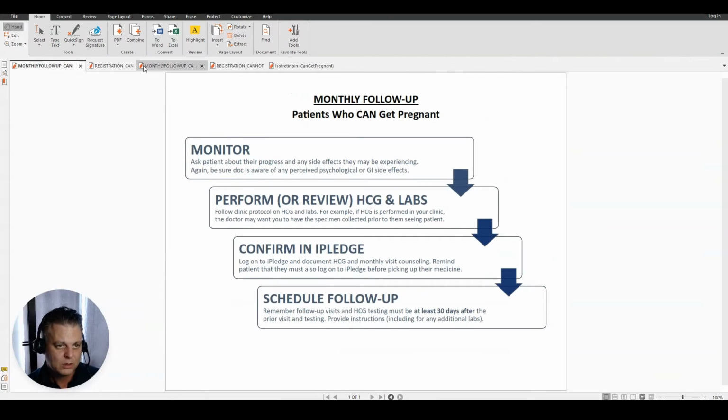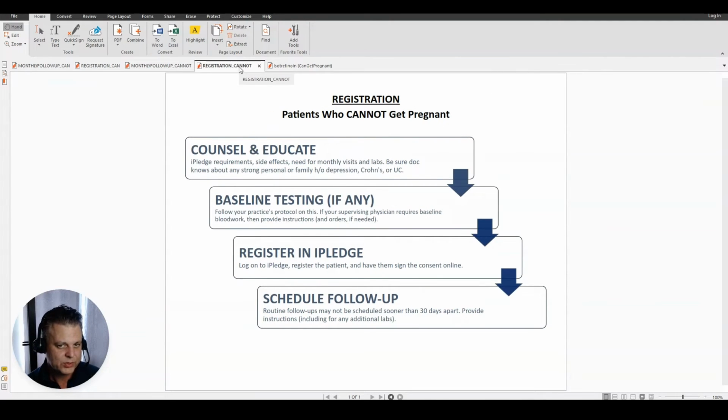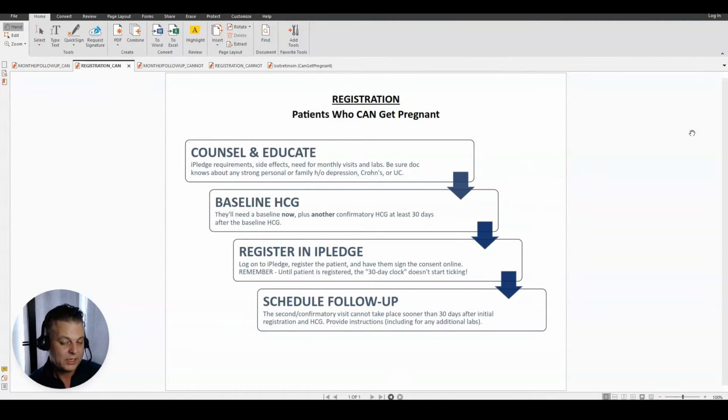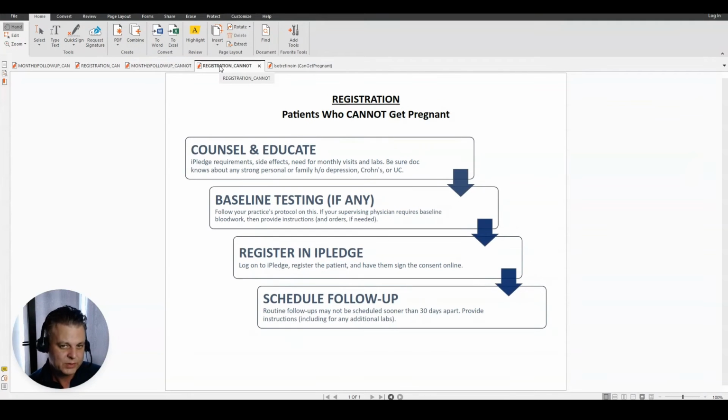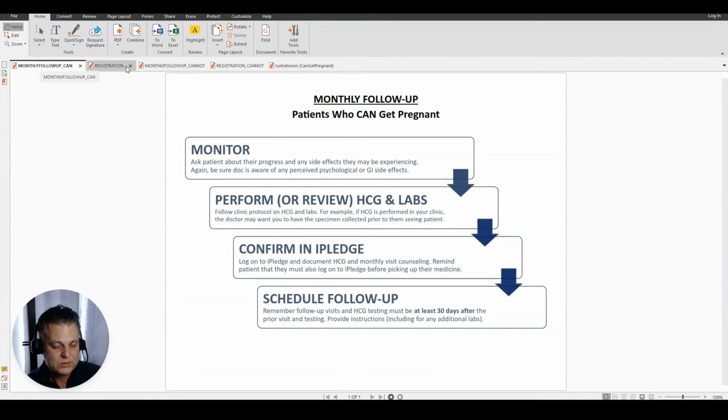And then the others are these process summaries for registration. Again, registration of patients who can get pregnant, that's definitely the most complicated part of iPledge. This summarizes the steps for those who cannot get pregnant, and for monthly follow-ups, same thing. So this is just something that if a new medical assistant, nurse, or even an experienced one wants to keep something on hand, kind of as a checklist, that they make sure they follow these steps each time.